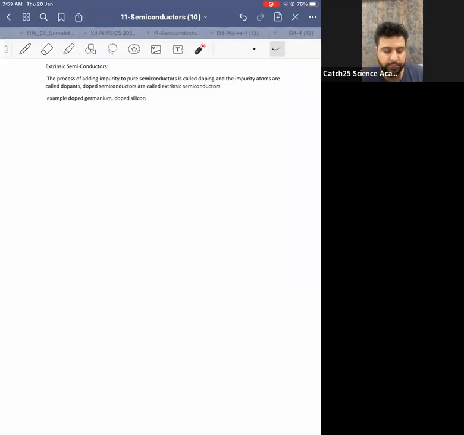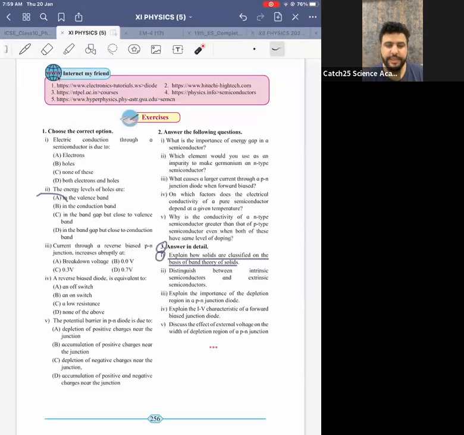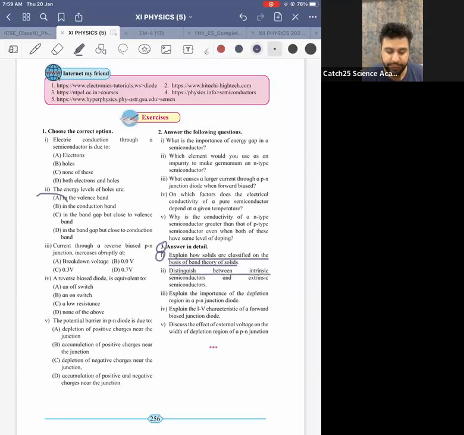Therefore, if you notice the textbook, come back to your textbook. See the second question under the same heading that you have seen. Look at this question. Distinguish between intrinsic semiconductor and extrinsic semiconductor. We have finished this question also.